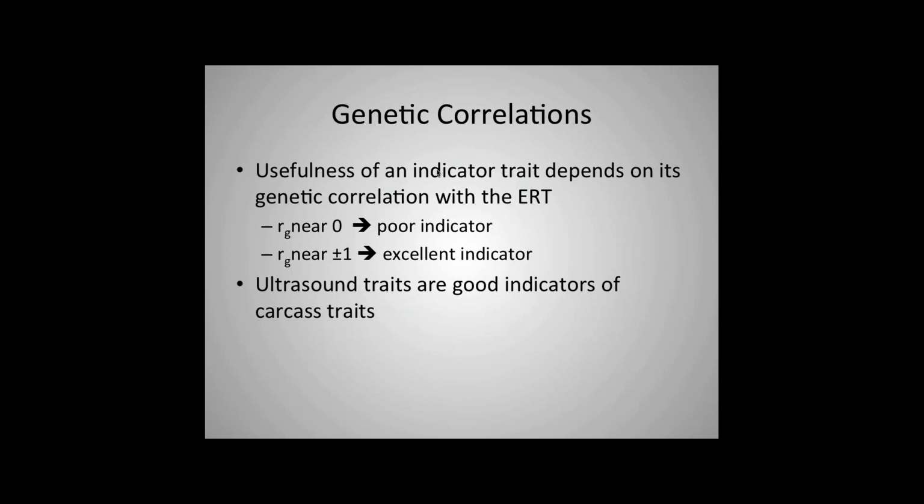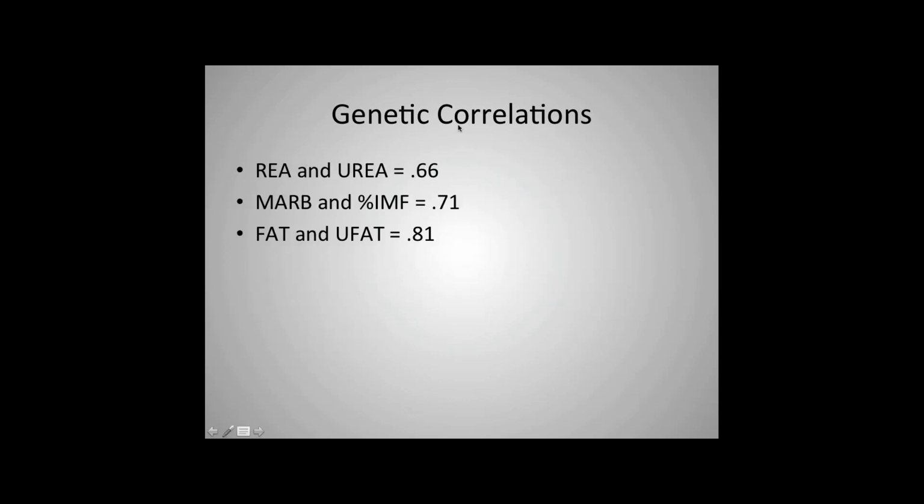Okay, with the IGS evaluation, the genetic correlations that we're using between ribeye and ultrasound ribeye are 0.66. They can only go up to plus 1, so that's a fairly high value. Marbling and percent IMF are a 0.71, and we have the genetic correlation between fat and ultrasound fat as a 0.81. And we estimated these years ago, probably in the early 2000s.